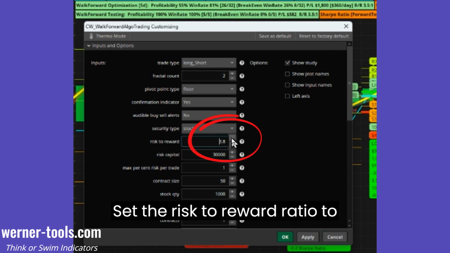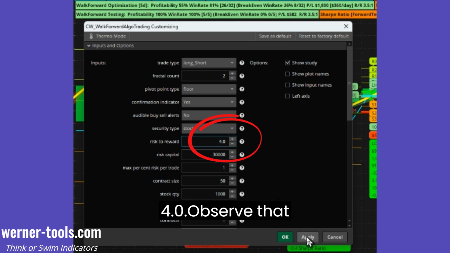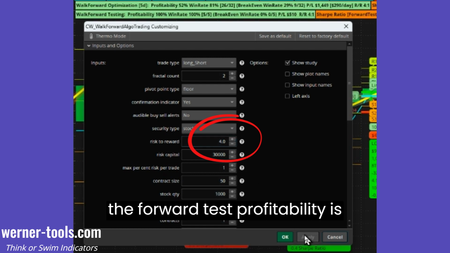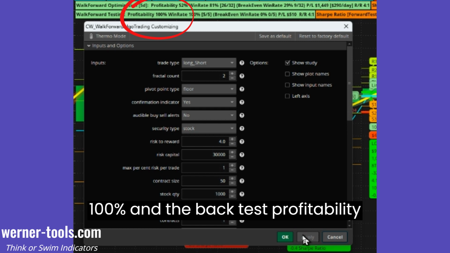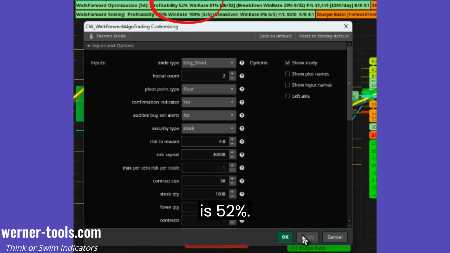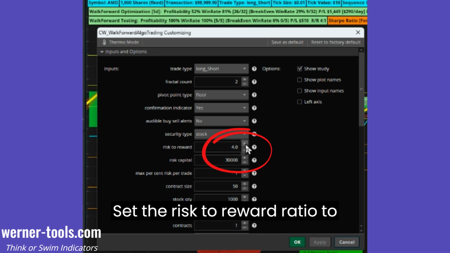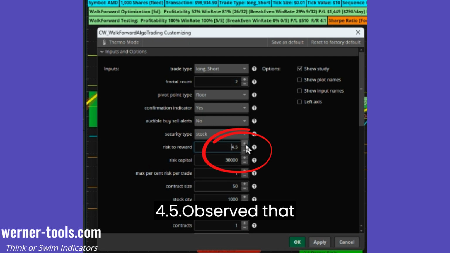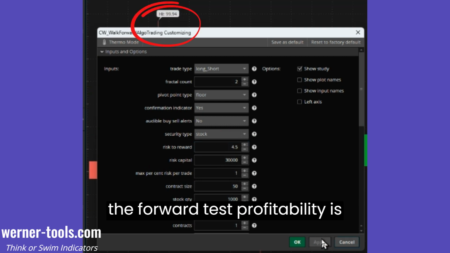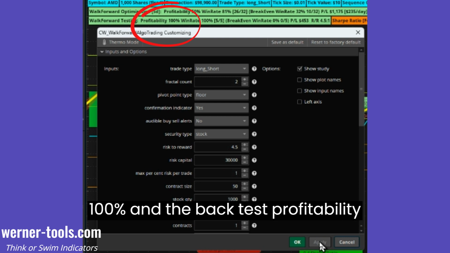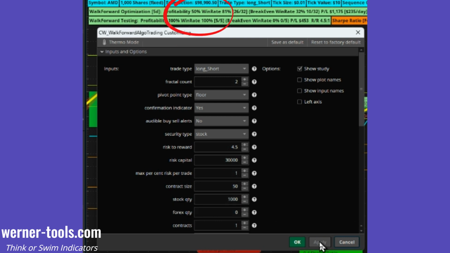Set the risk-to-reward ratio to 4.0. Observe that the forward test profitability is 100% and the back test profitability is 52%. Set the risk-to-reward ratio to 4.5. Observe that the forward test profitability is 100% and the back test profitability is 50%.